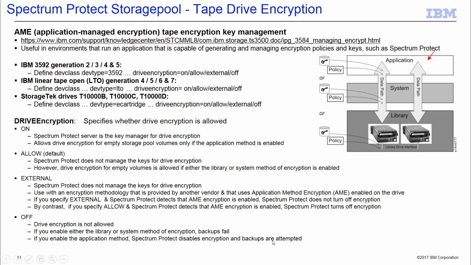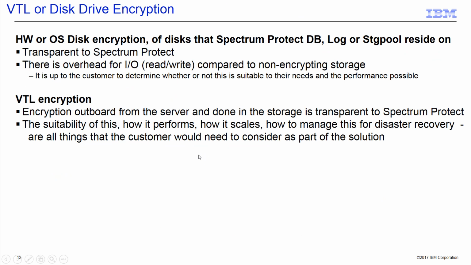Now for other devices, if it's hardware or operating system disk encryption on the disk that the Spectrum Protect database or log or storage pools reside on, this is invisible to us. We don't test for it. It's transparent to Spectrum Protect. And there is possibly overhead for the IOs and read-writes compared to non-encrypting storage. It's up to the customer to determine whether or not it's suitable to their needs and the performance is what they're looking for.